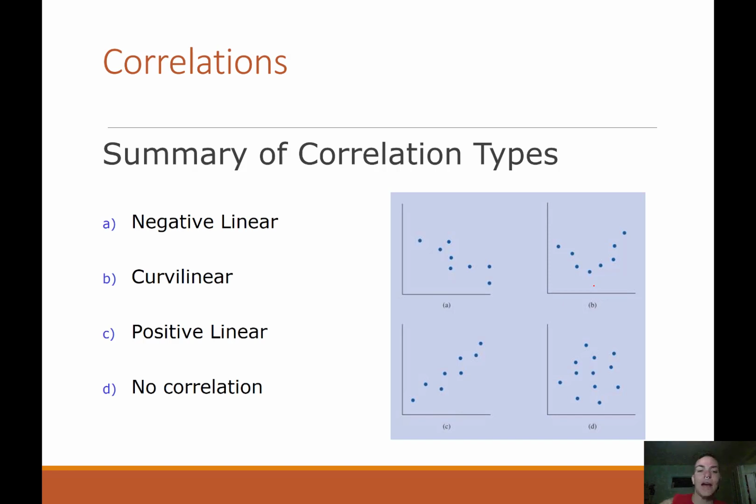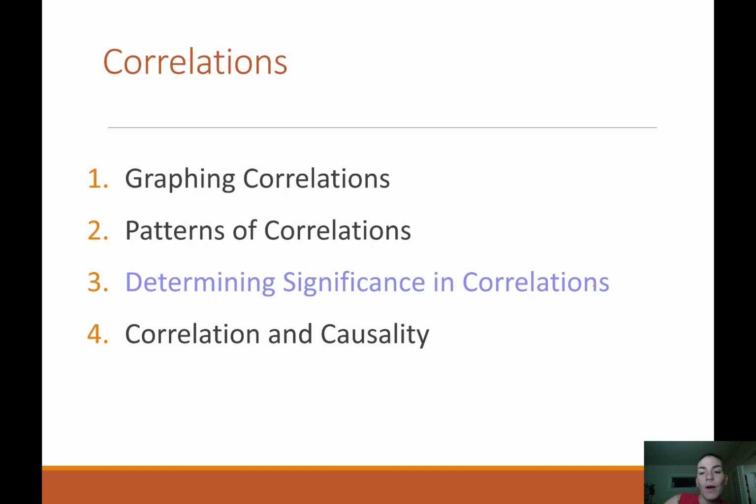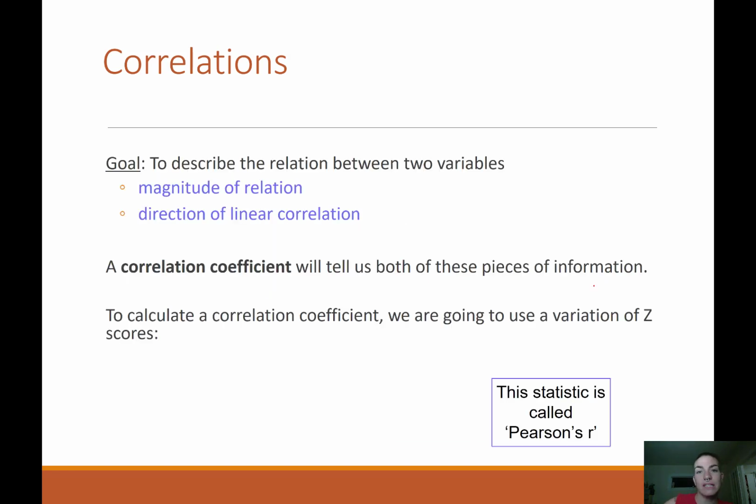On this slide, I have a summary of different correlation types. We discussed that relationships can be linear, curvilinear, or non-existent, or no correlation. And then that linear relationships can be further broken down into positive and negative linear relationships. Let's move on to calculating the correlation coefficient and determining the significance level of a relationship.